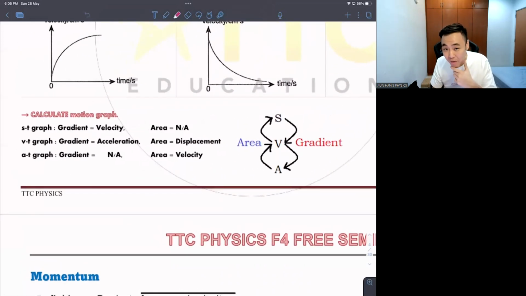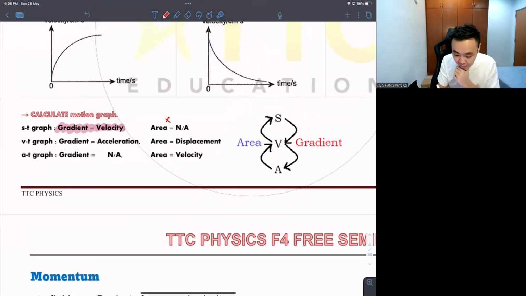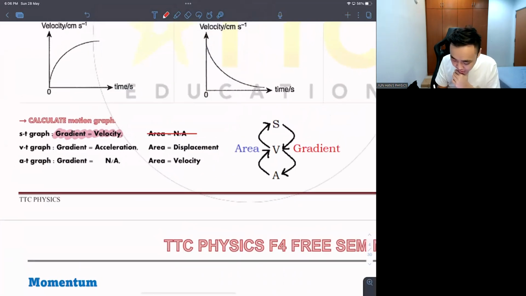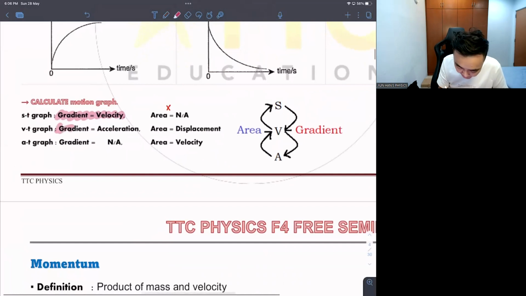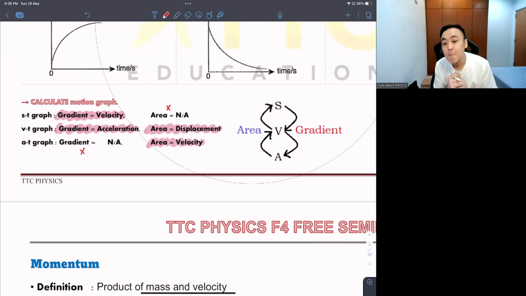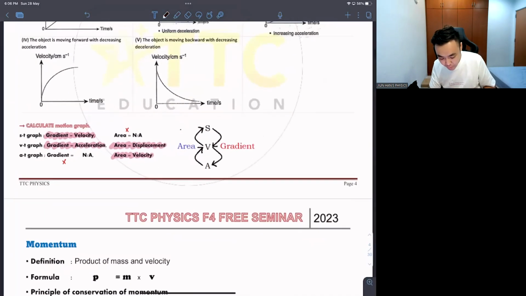Now, this one settled, and you see here, I marked very detailed for you. ST graph, I'll ask you to calculate gradient only. Now, when I say NA, it means not available, means no meaning. That's why for ST graph, they won't ask you to calculate area. Nothing will be asked. All right. For VT graph, gradient is acceleration, area is displacement. The one I said. For AT graph, area is velocity. And for gradient, not available, means nothing. Good. And then the shortcut over here. There you go. We good?